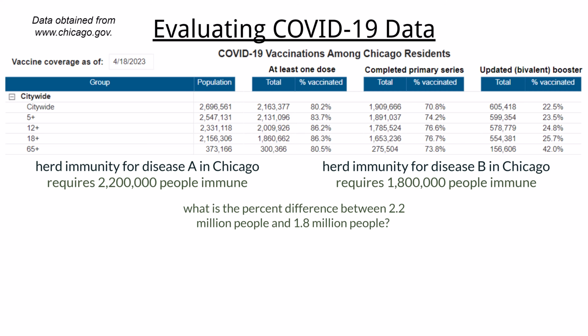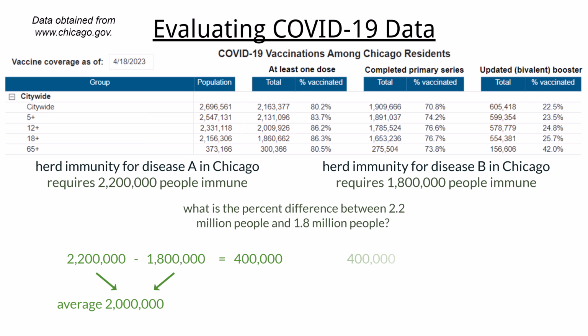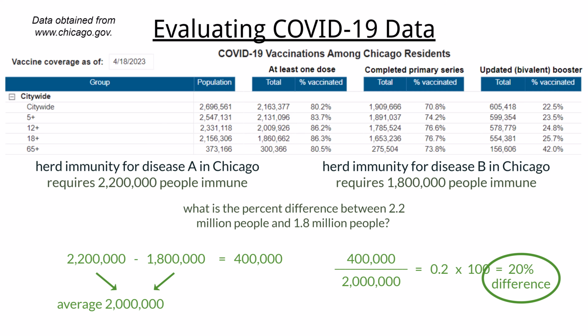To answer that, we can take 2.2 million minus 1.8 million, which gets us 400,000, and divide that by the average of the 2 numbers, which we add them together and divide by 2 to get 2 million. 400,000 divided by 2 million gets us an answer of 0.2. We multiply that by 100 to get our final answer of 20%. So we can say there is a 20% difference between the population requirements for herd immunity between diseases A and B for the population of Chicago.